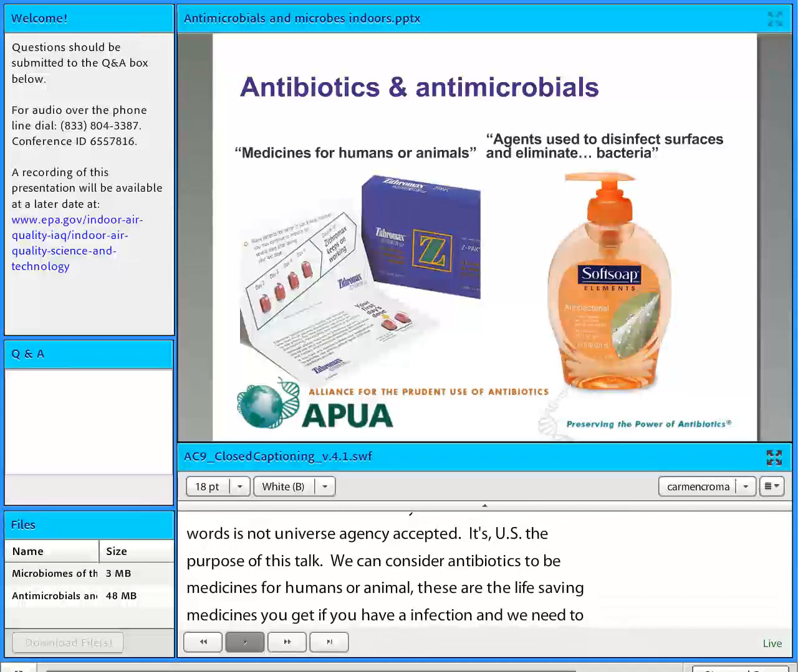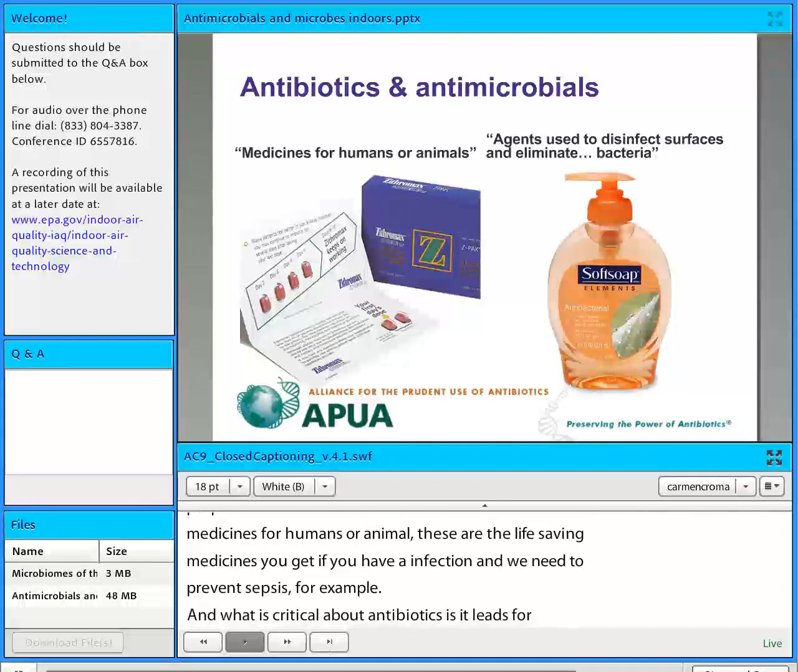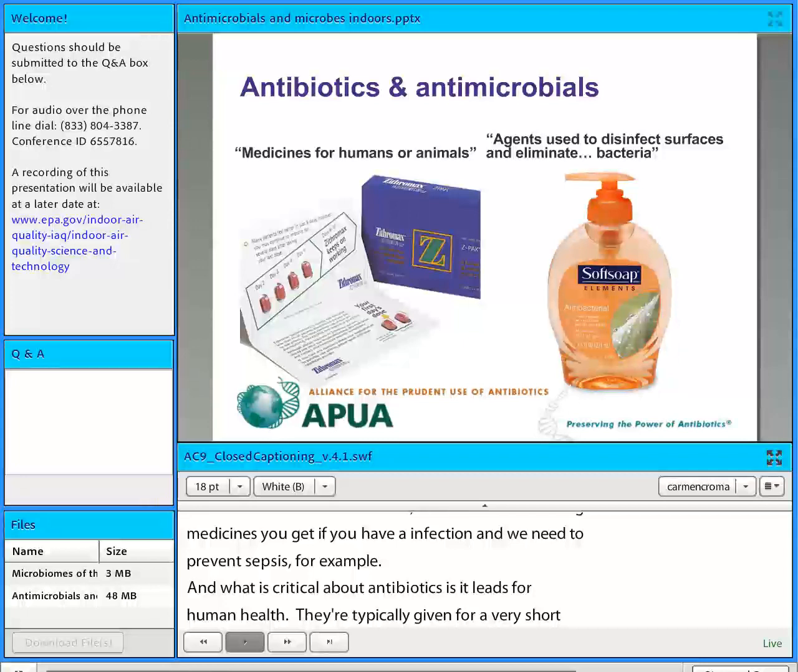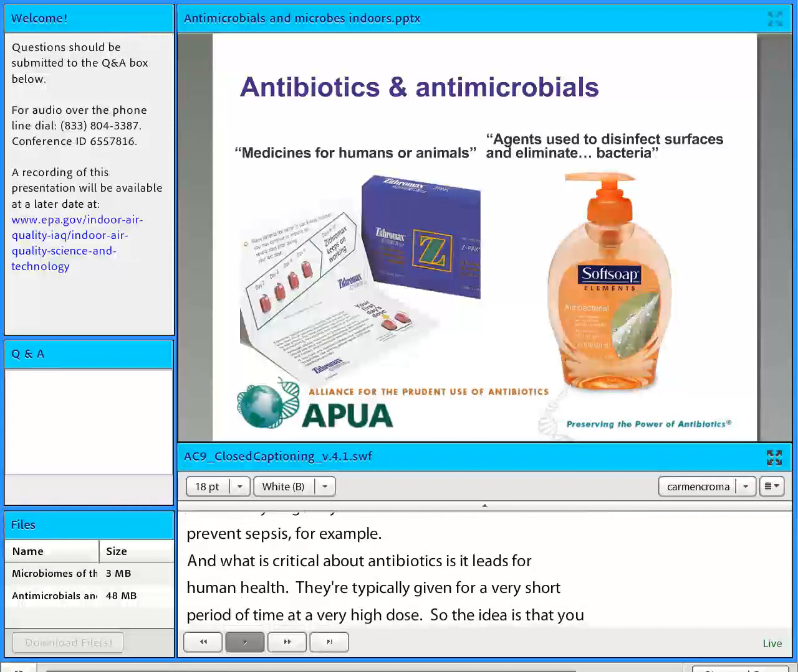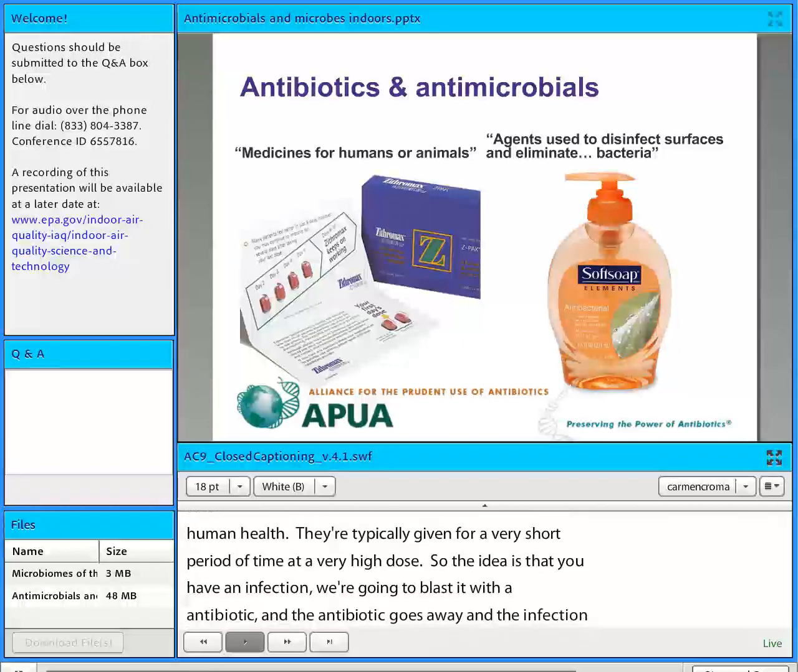And what's critical about antibiotics is that, at least for human health, they're typically given for a very short period of time at a very high dose. So the idea is that you have an infection, we're going to blast it with this antibiotic, and then the antibiotic goes away and the infection goes away and you sort of hopefully go back to normal.